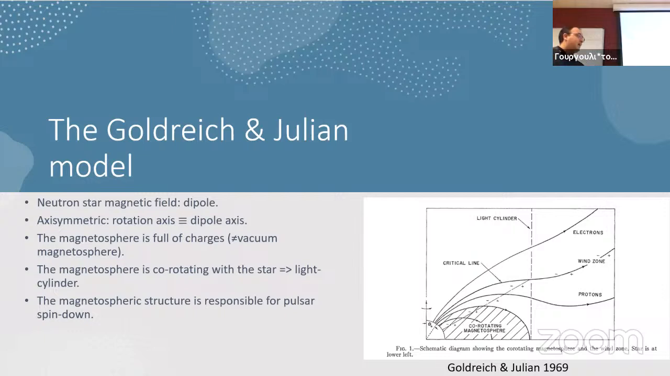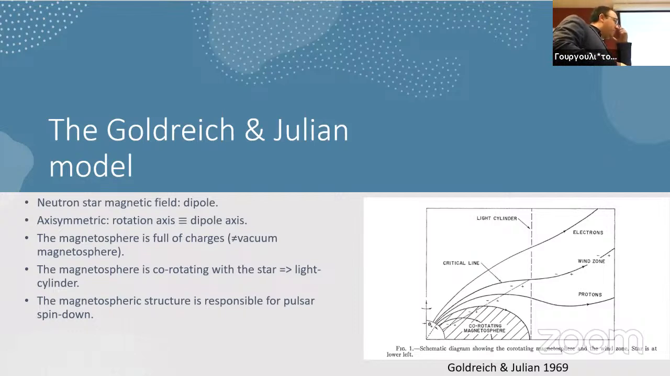Now, the basic idea about the Goldreich-Julian model. Immediately after the discovery of pulsars in 1969, there was a discussion on what the magnetospheric structure of the pulsar is. So the simplest idea one can have is that the pulsar is, let's say, a magnet that is rotating in vacuum. Obviously, if you think of this concept, then you can have some magnetic and electric field. It's essentially a textbook exercise, not a very easy one, but it's doable.